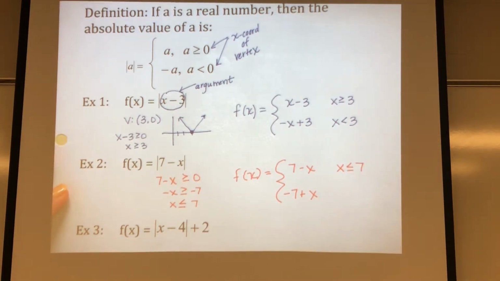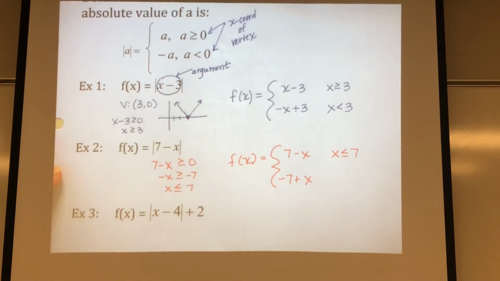And if that first one has a domain of x is less than or equal to 7, by default, the second one is going to have it greater than 7, because it has to flip, has to be that other side.